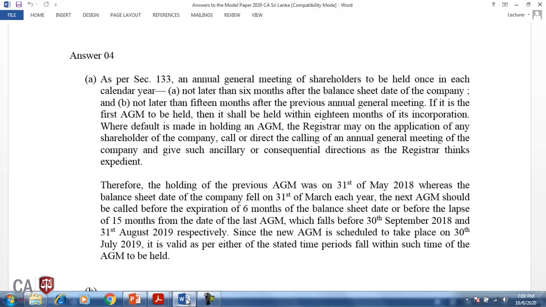Now, as per section 133, an annual general meeting of shareholders is to be held once in each calendar year, not later than 6 months after the balance sheet date of the company and not later than 15 months after the previous annual general meeting.